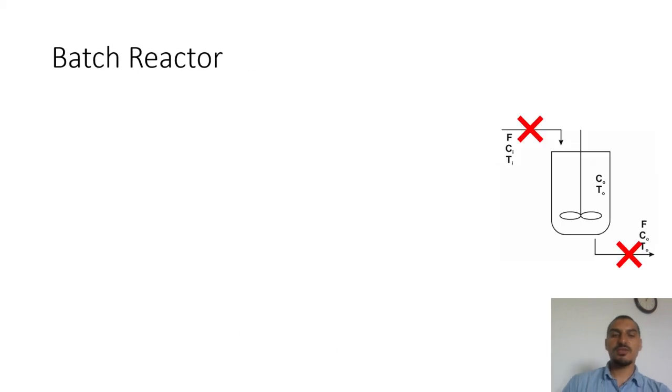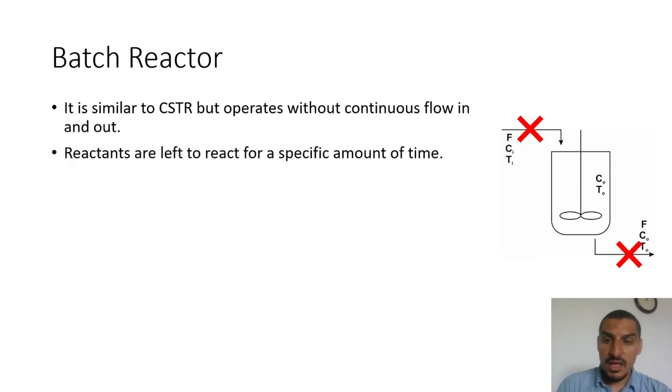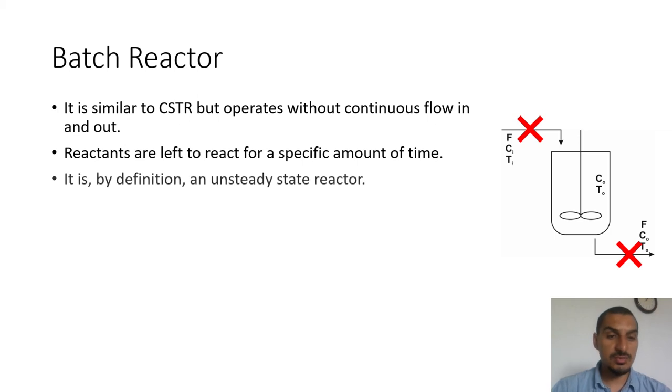The last type of reactor is the batch reactor. In this case, it's kind of like the CSTR, with the difference that there is no continuous input and no continuous output. Of course, there is input and output, but not continuous. The reactants are left in the reactor for some time until the reaction proceeds and ends. And this is an unsteady state reactor.